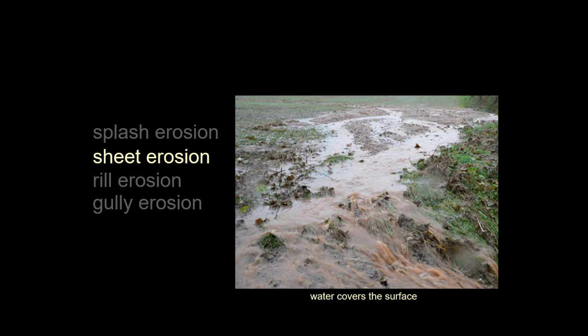Sheet erosion is where you have a larger amount of water involved that covers the land surface like a sheet. And of course, it's more effective at eroding materials and carrying materials away. So this is an example of sheet erosion on a field.